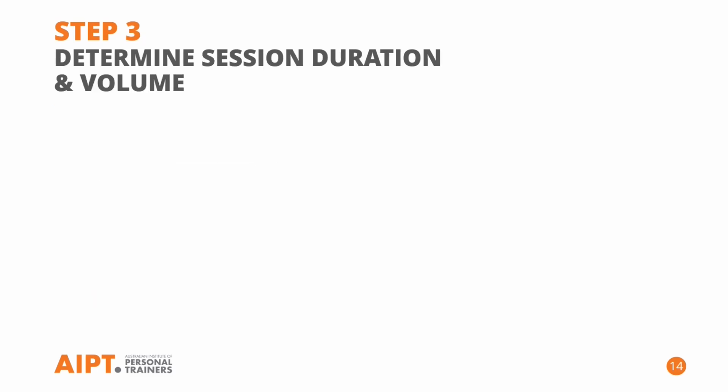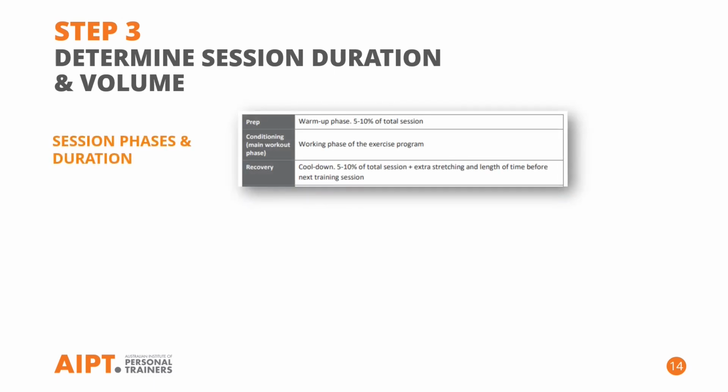Step number 3 is all about determining what a suitable session duration and volume is. We've discussed what volume is on the previous slide, so let's look at how we can find what the right numbers are for our client. These numbers are going to be heavily influenced by the phases and duration of the session. So let's have a look at these.